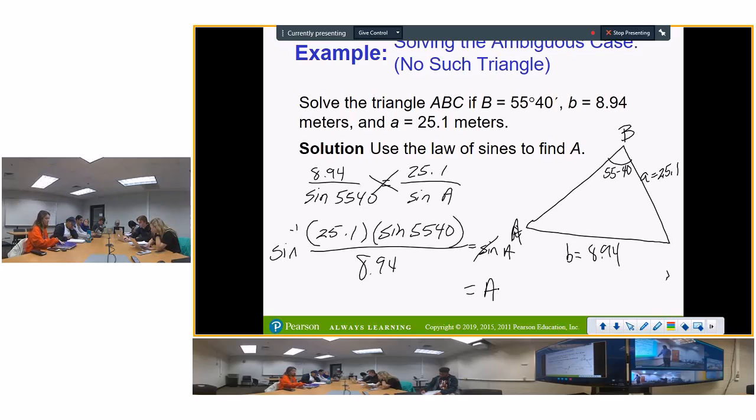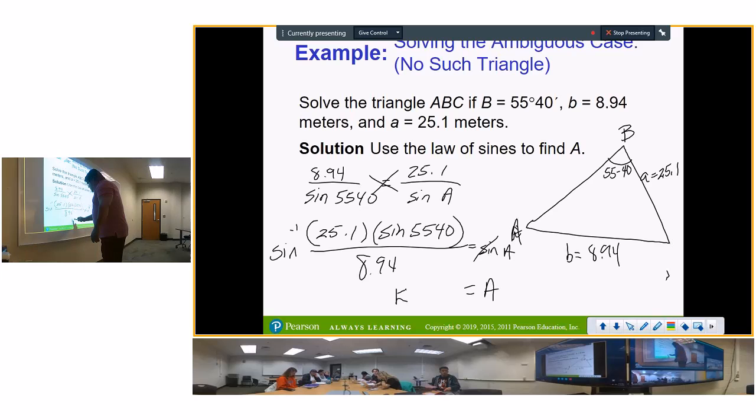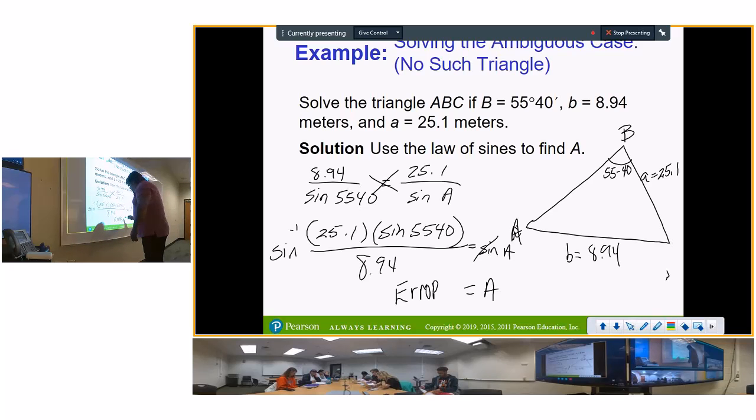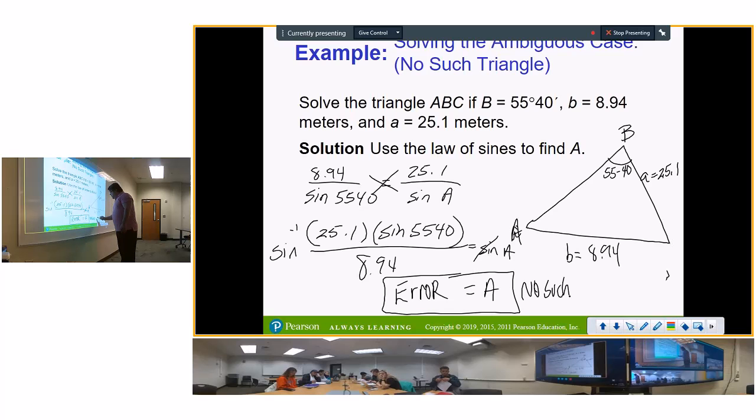What does it say? Does it say error? Yes. Why? Because you can't have it. If you get an error when you do this, then you know that there's no such triangle.